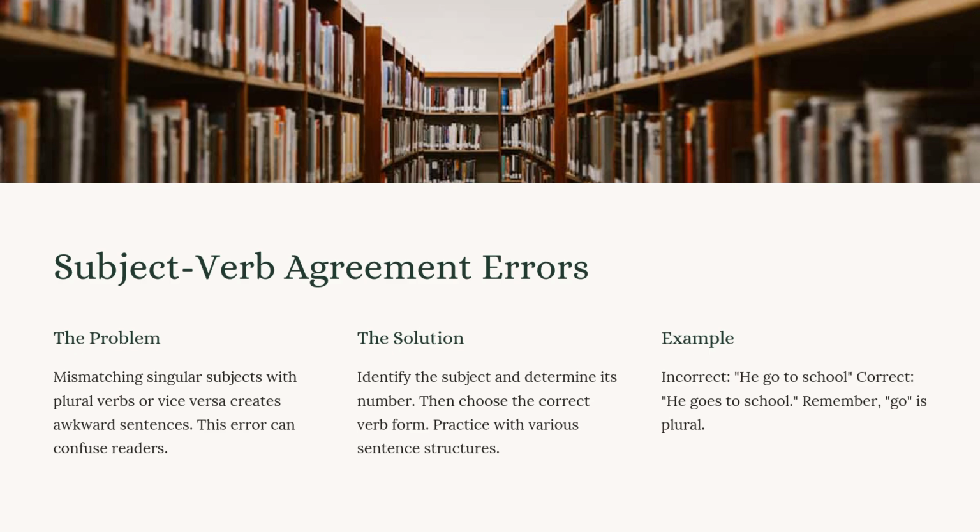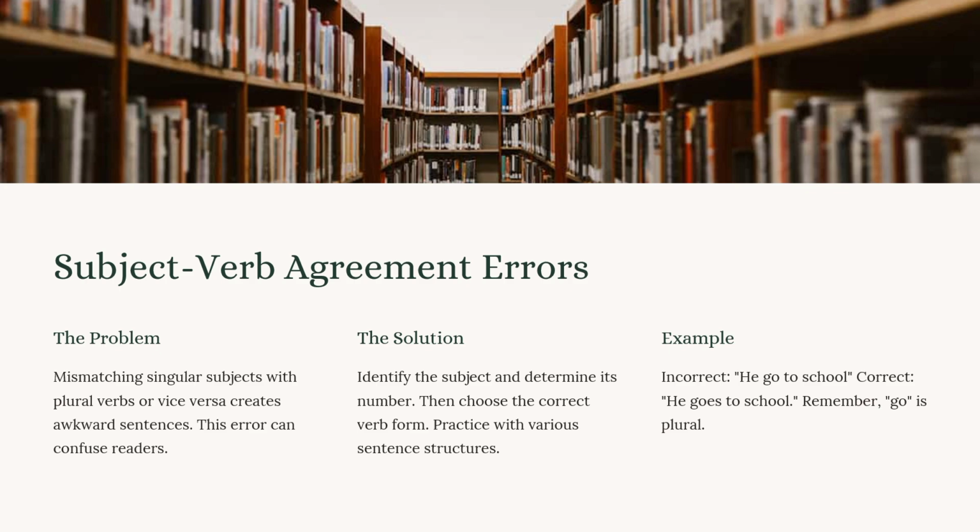So, how do we avoid these mistakes? So, here are two tips. The first one is to identify the subject. Before deciding on the verb form, take a moment to figure out whether the subject is singular or plural. For example, in the sentence, "the boy walks," it's clear that the boy is singular, so we use the singular verb "walks." The second tip is to use the correct verb form.